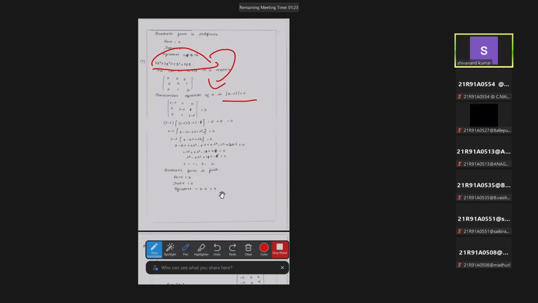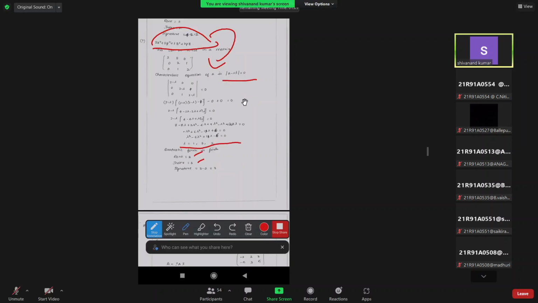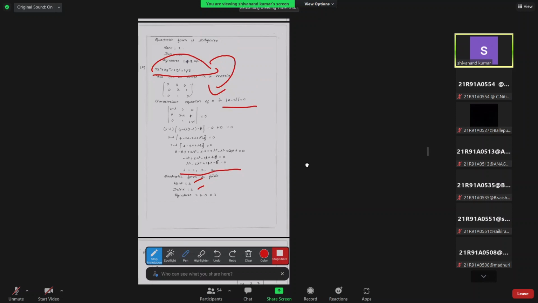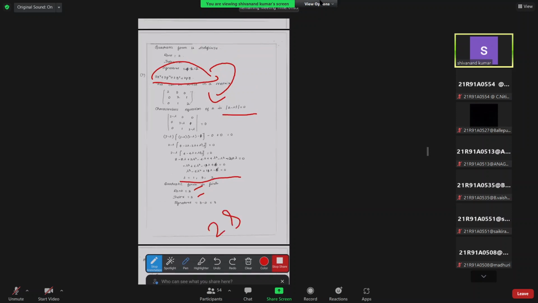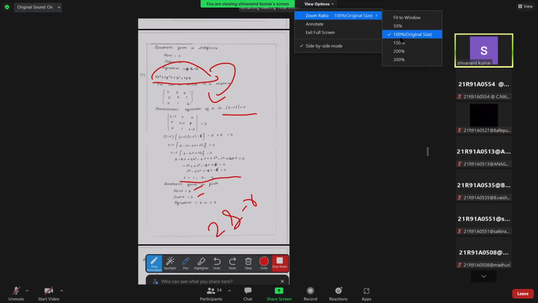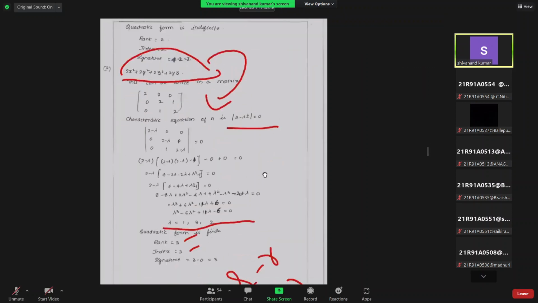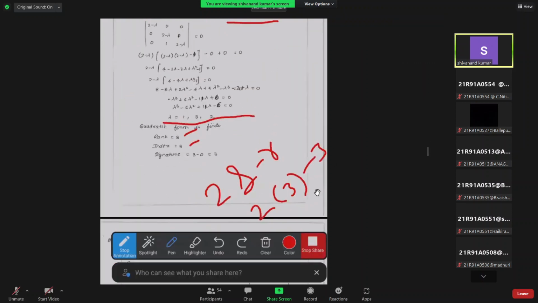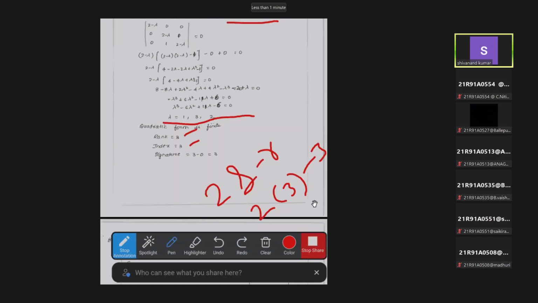So you got it here 1, 3, 2. So the rank will be 3, and the index also 3, because there are totally positive terms. The positive terms are nothing but the index, and the signature is nothing but 2s minus r. So 2 into 3 minus r, that is 6 minus 3, you will get 3. Here 0.